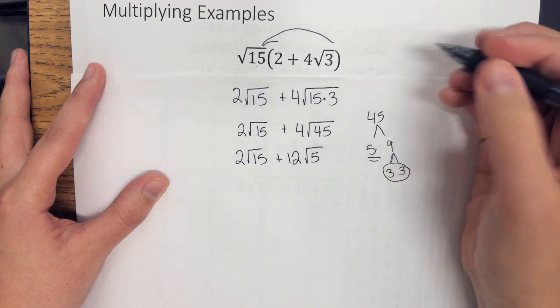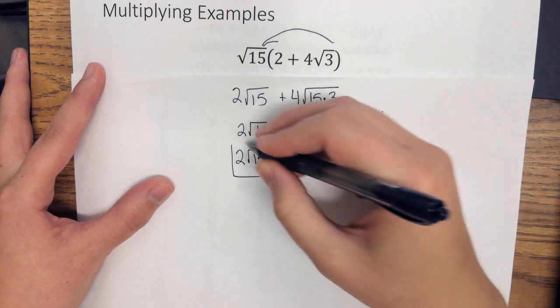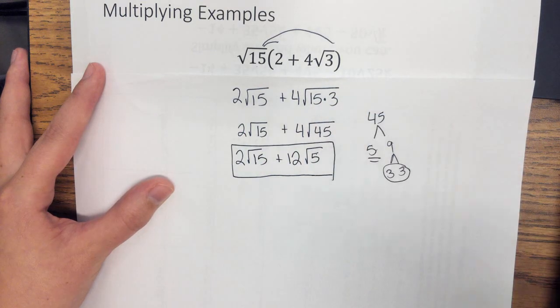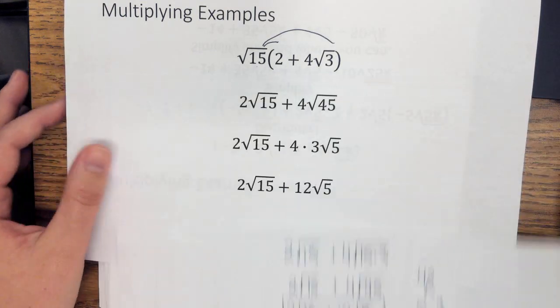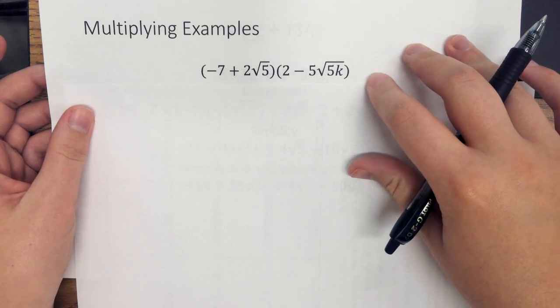Now these are not like terms. 15 and 5 don't match for addition. So this is as far as you can go. Now for our last example, this is the hardest one yet, because we have two sets of parentheses. But the idea is still the same.